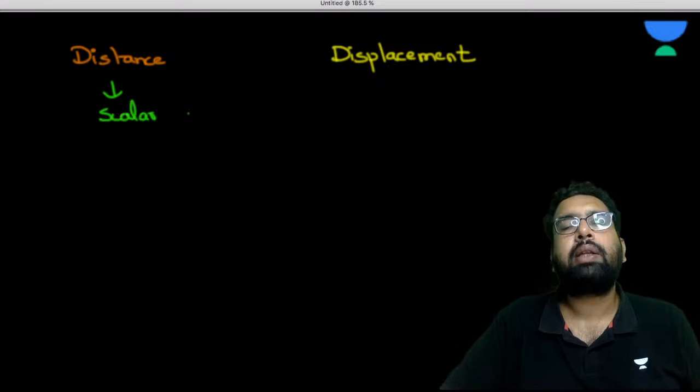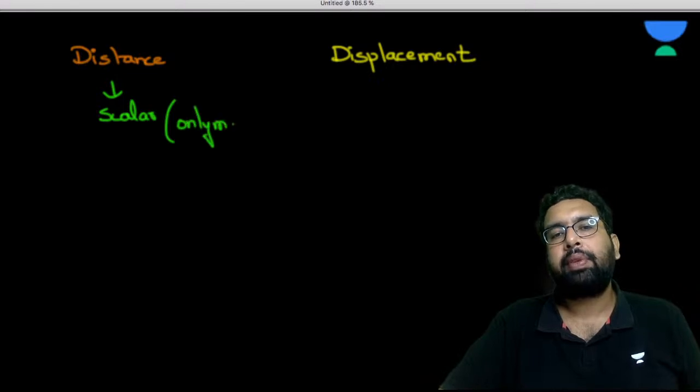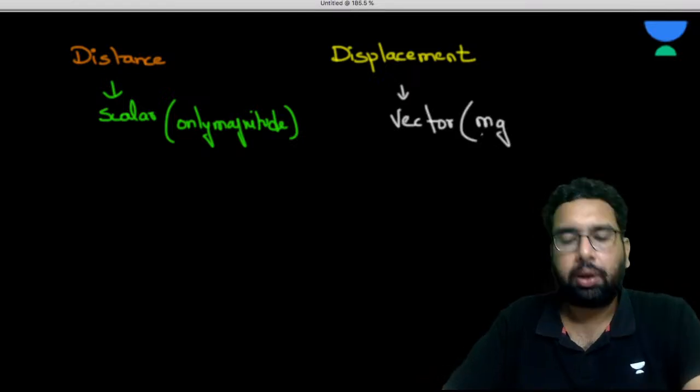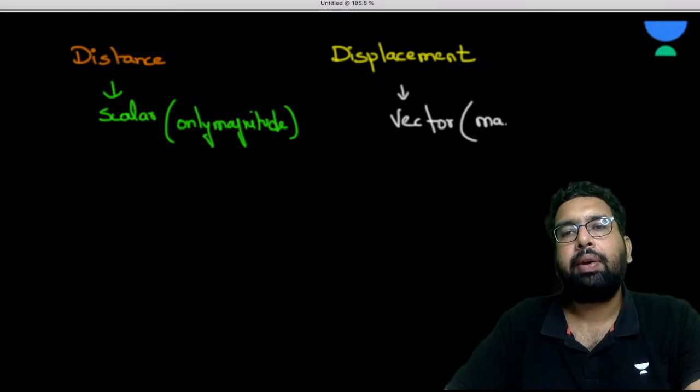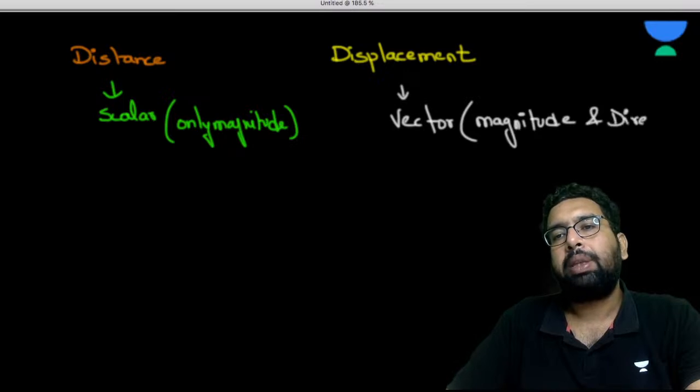It has nothing to do with direction. Only magnitude is required to explain the distance, right? Whereas when we talk about displacement, it is a vector quantity, which requires both magnitude and direction to represent.